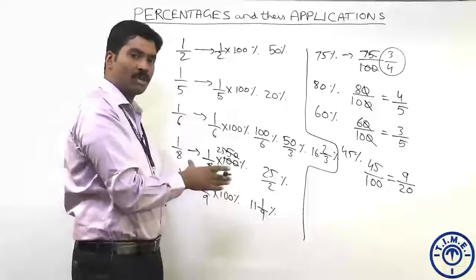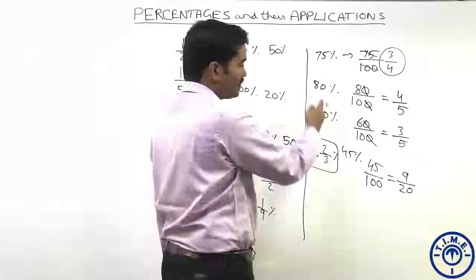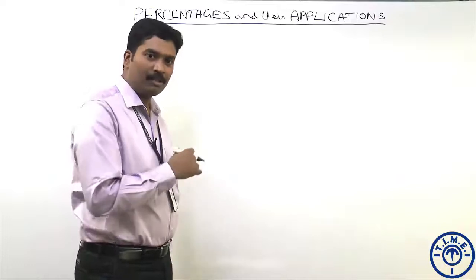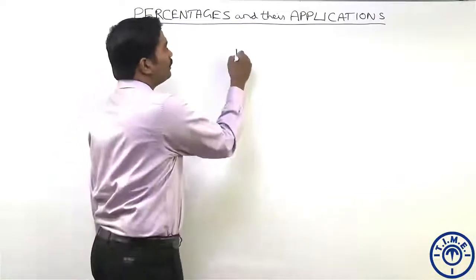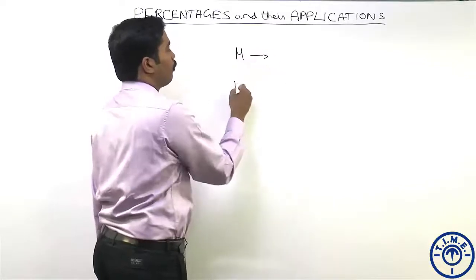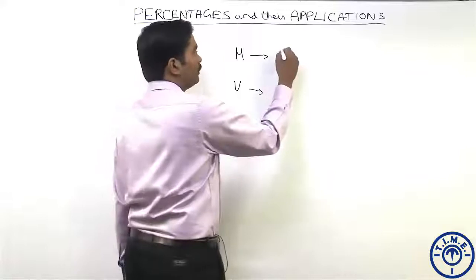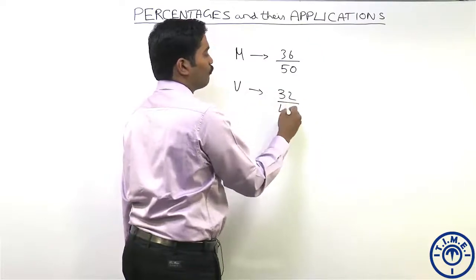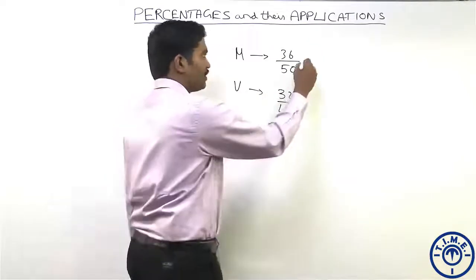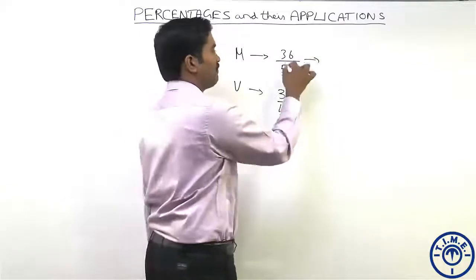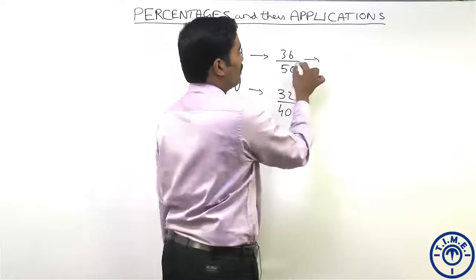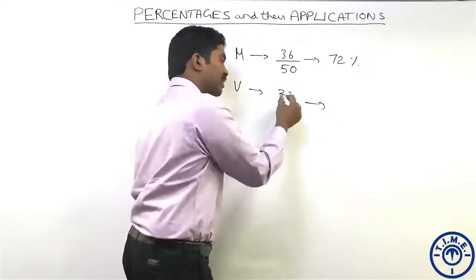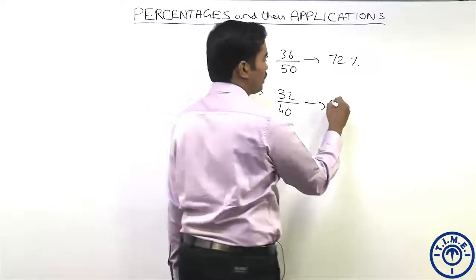So, here we have seen how to convert fractions to percentages, and here we have seen converting percentages back to fractions. Let's take a moment to go back to the example that we discussed at the beginning of the video. We discussed two friends, Mohan and Vijay. Mohan got 36 out of 50 marks, while Vijay got 32 out of 40 marks in two different tests. Mohan's percentage is 36 by 50 into 100%. 100 by 50 is 2, 36 2s are 72% of the marks that he got. Similarly, Vijay got 32 by 40 into 100, which would come to 80%.